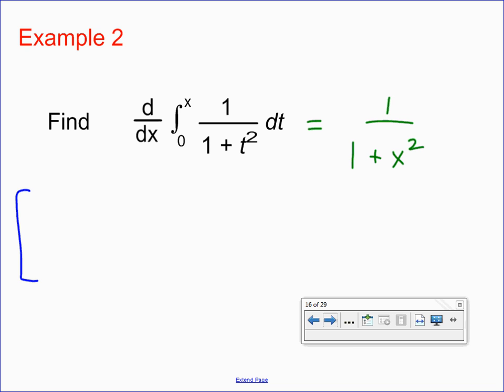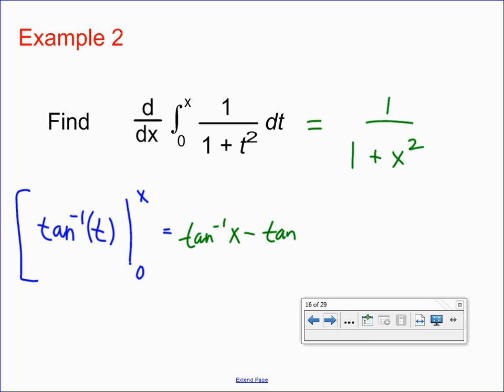So close. Yes, and so I could find an antiderivative function for my original integrand. It would be inverse tangent of t, and evaluate it at my upper limit. Evaluated at my upper limit will be inverse tangent of x, minus evaluated at my lower limit, inverse tangent of 0. And the inverse tangent of 0 is saying what angle has a value of tangent that is 0, in this case 0 radians, and so that ends up being 0.